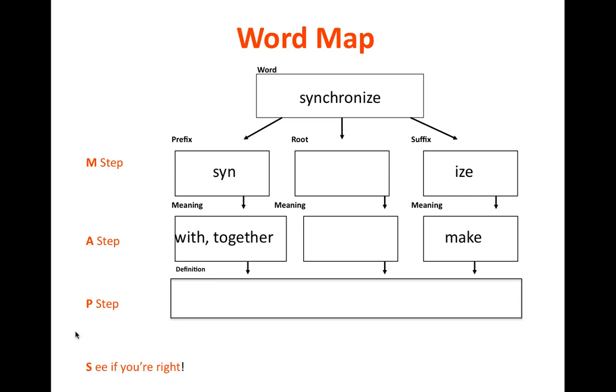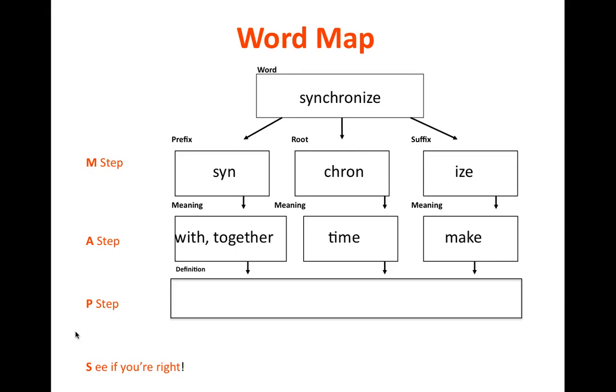Now I am ready to write down my root. The letters that are left after separating the prefix and suffix are CHRON. I think that's pronounced cron. I check my root list for that and I find it, so I write that down in the box for the root. I also write the meaning, which is time. I have now completed the M and A steps, so I am ready to do the P step, which is predict the word's meaning.